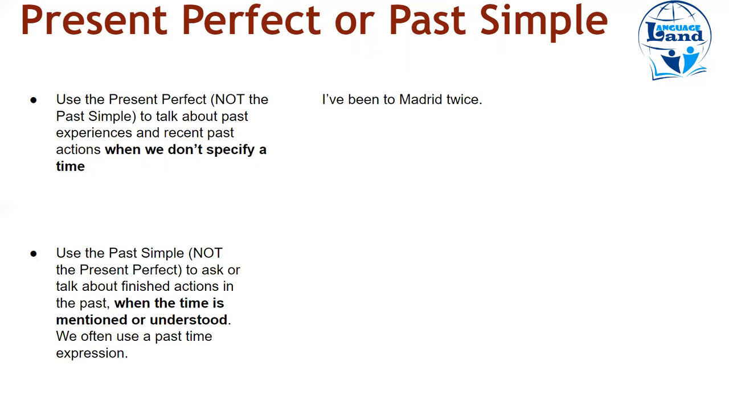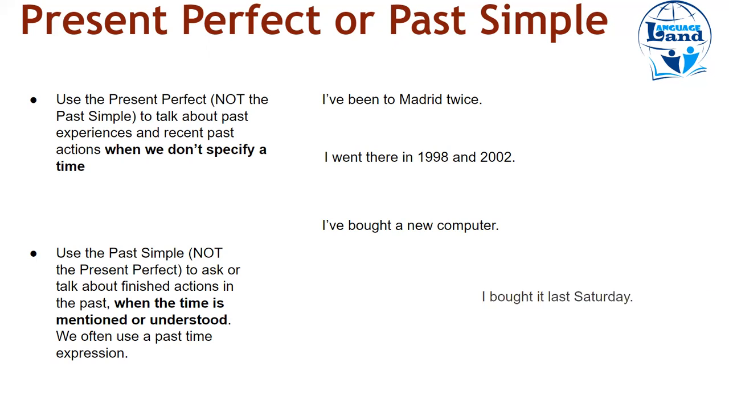Let's look at some examples. I've been to Madrid twice. So there is an experience of being in that place. But in the sentence, I went there in 1998 and 2002, there are two occasions that happened in the past. Or in the sentence, I've bought a new computer, there is no information about when and where it happened, but in the sentence, I bought it last Saturday, there is an exact time of this event.